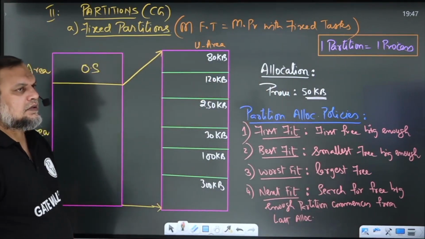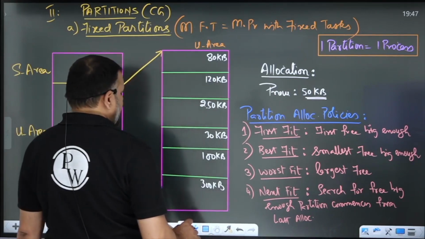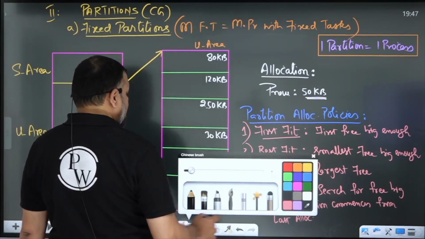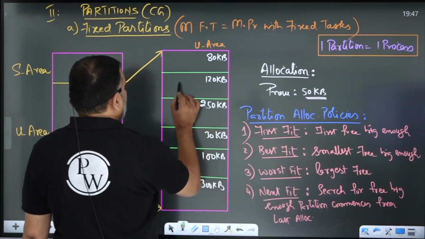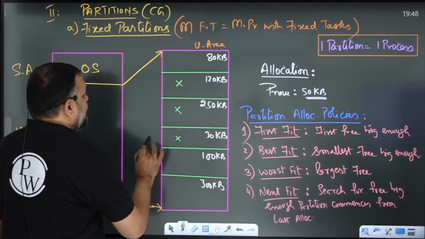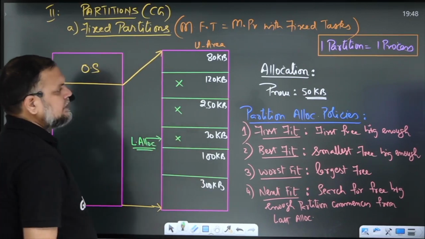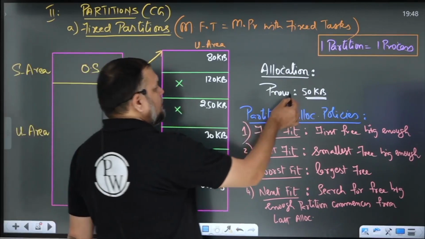Look at that. After the last search, yes. I will take a situation for explaining this. Imagine, for example, in our scenario, this partition is in use, this is in use, this is in use. And this was my last allocation, LA, last allocation. Last allocation was made here. And I want to allocate 50 kb.